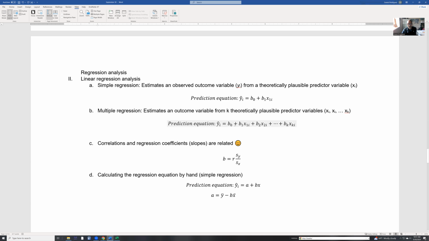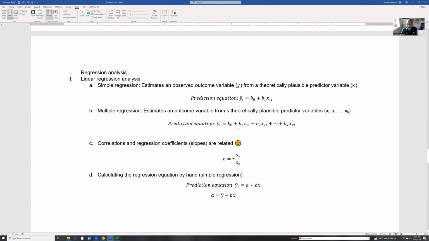In multiple regression, you'll notice we have more than one of these variables. So I have b sub 1, x sub 1, i, b sub 2, x sub 2, i, going all the way to k, where there are k different predictor variables. So you can see i equals 1, and the different i's, going up to k. I should have probably written this as i equals 1, 2, etc.